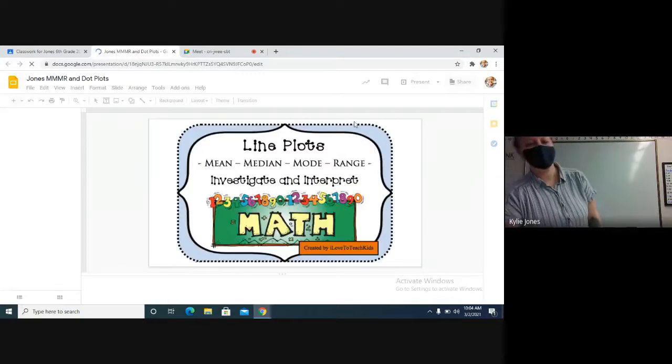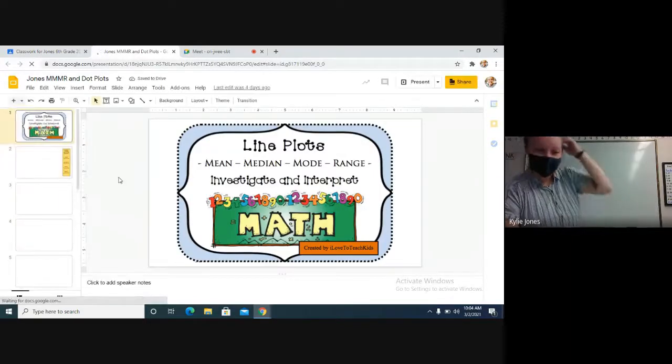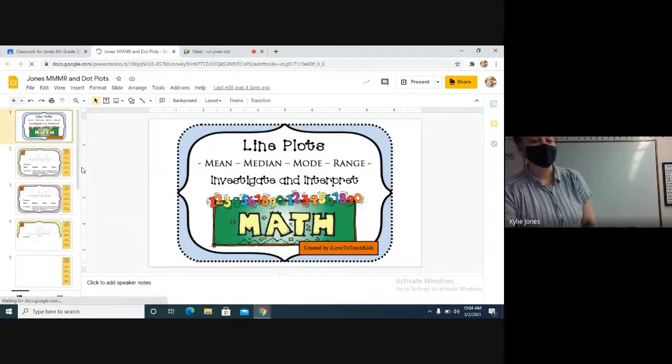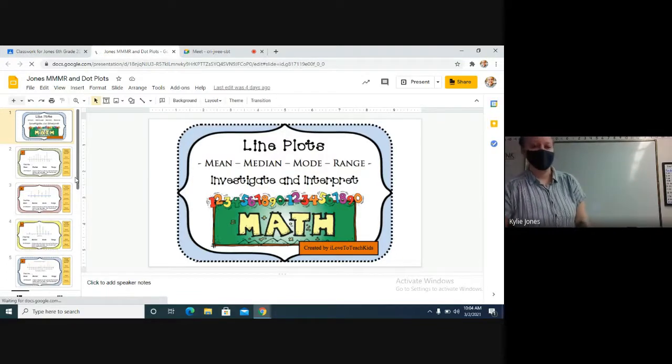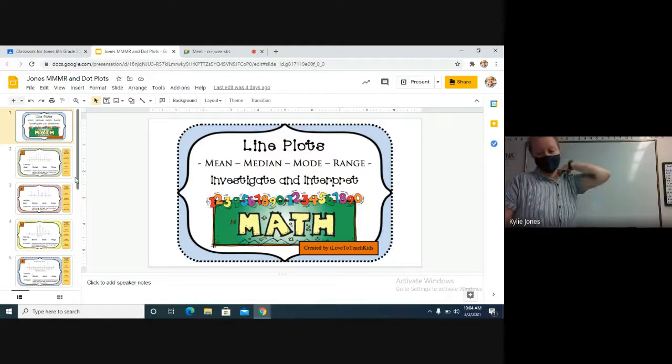Okay, so let's go ahead and get these opened up. I know it says line plots, but line plot, dot plot, same thing. I'm going to give you guys about 1 minute-ish to get this opened up and have it open, please, and thank you.